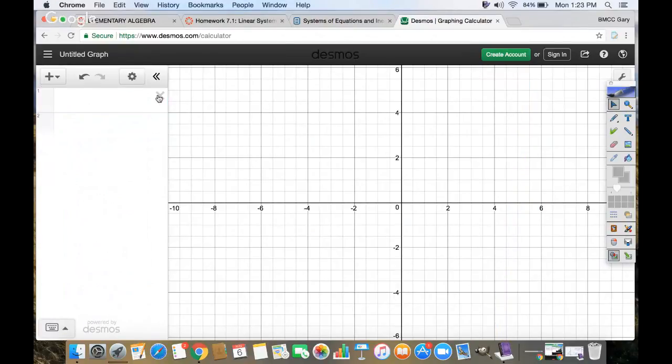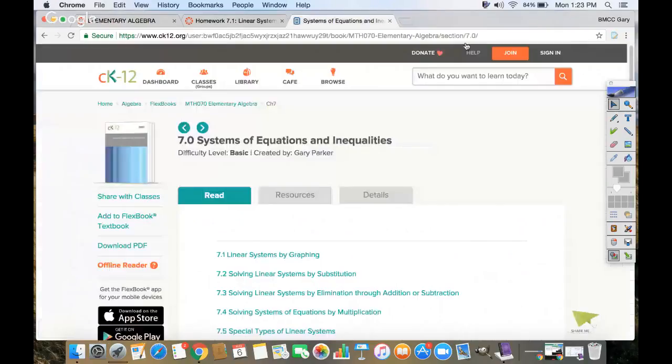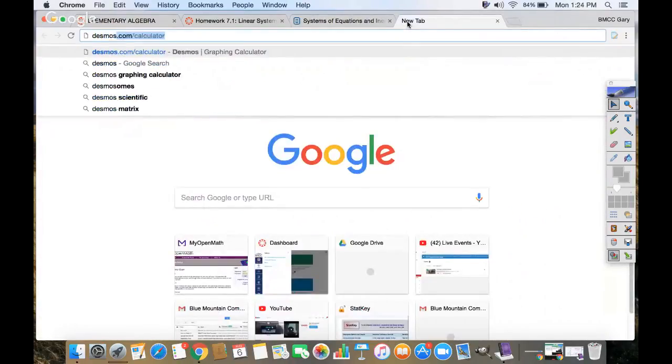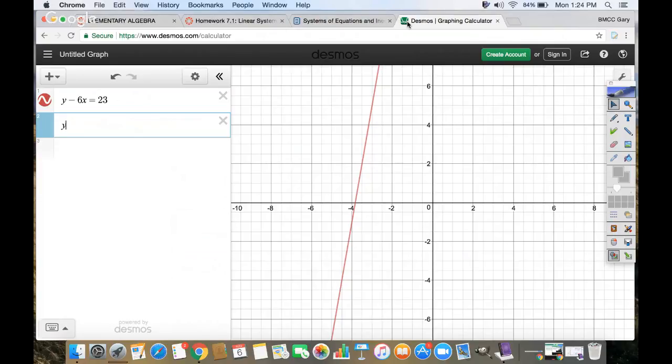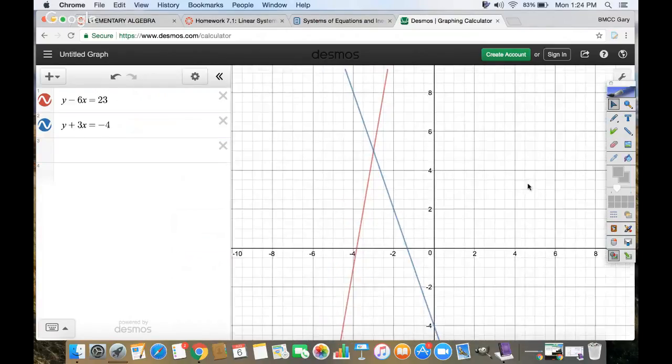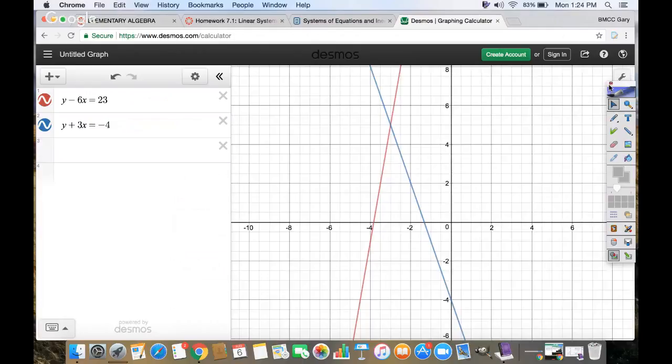Close that and start over. So if you just search, by the way, we'll start over completely. Search for Desmos on your computer or your tablet or your smartphone. You can go graph, and the one we just did was y minus 6x equals 23. And the other one was y plus 3x equals negative 4. And here we got lucky that the intersection is on the screen. Sometimes it's not on the screen, so you might have to move the screen around. You can just click and drag to do that.